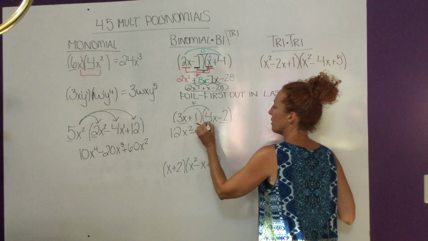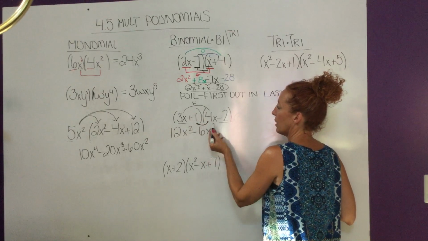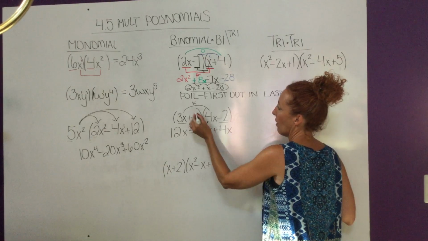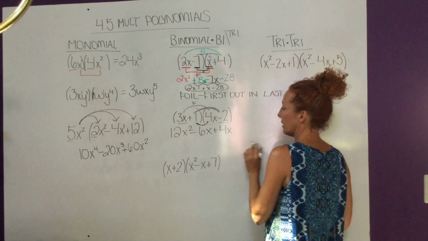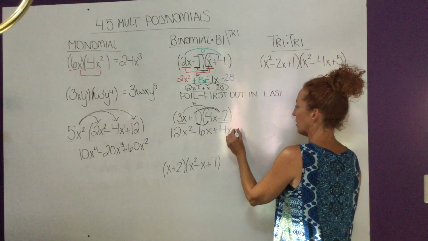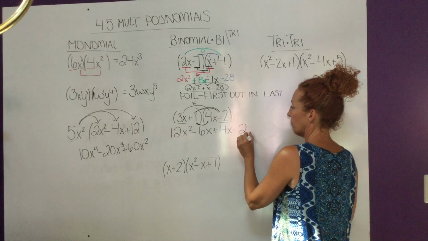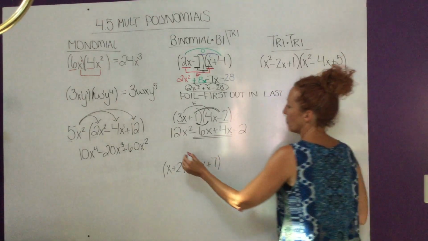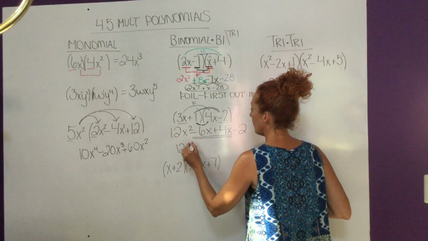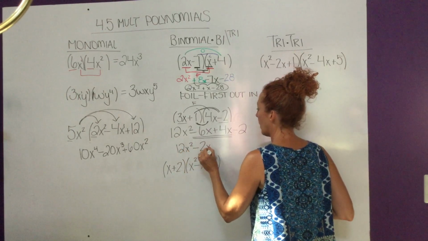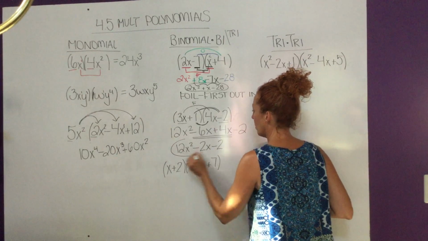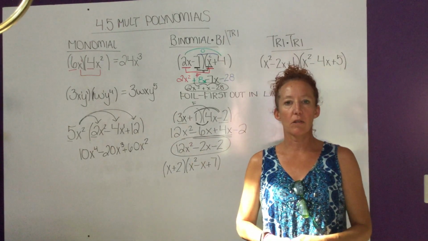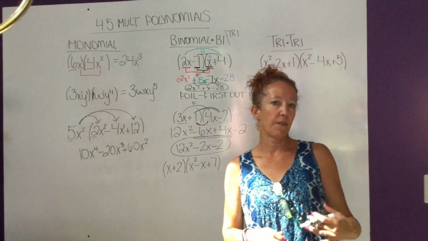The I is this piece right here, so positive 1 times 4x is plus 4x. And the L is the last in each parenthesis, so positive 1 times negative 2 is negative 2. Once again, the middle two terms combine, so 12x squared minus 2x minus 2.